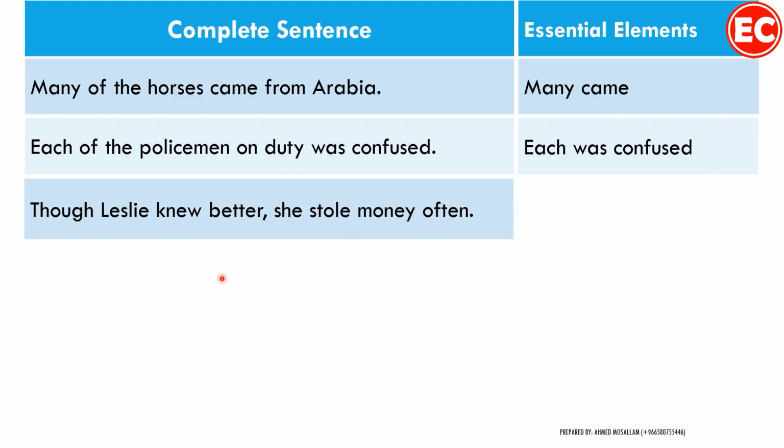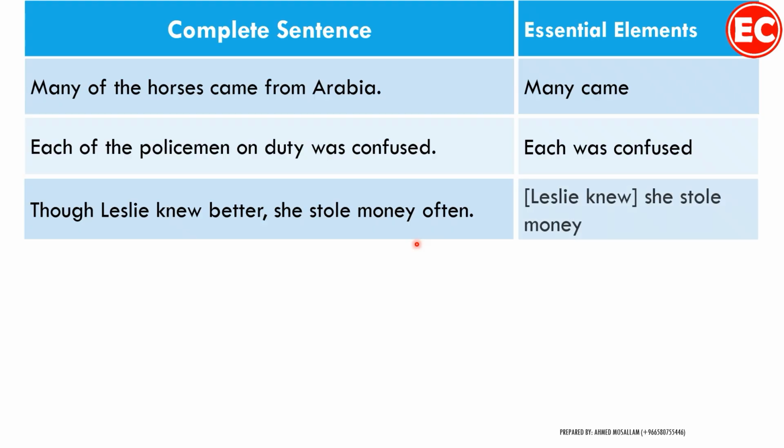Here we have a dependent clause and an independent clause. In the dependent clause here we have a subject and verb, and in the independent clause here we also have a subject and verb. So I need you, for the first sentence, to try to know where the subject and verb are, and for the second sentence where the subject is and where the verb is.